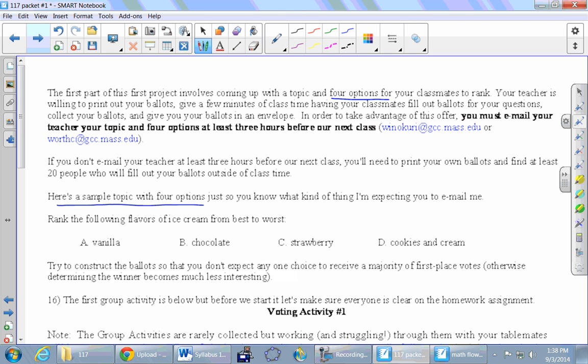Now, I'm happy to print your question out times 17 people and spend a couple of minutes in our next class having people vote, and then I will gather all of your votes together and give them to you in a nice envelope 1 week from today. If you don't do that, then you're going to have to print out your own ballots and find some 20 other people that can answer your question and then collect all the stuff on your own, okay? If you want me to do that, then you've got to email your question and four options at least 3 hours before Monday's class.